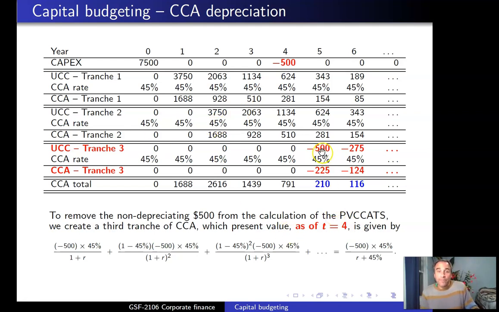So here we have to reduce the value of this pool of assets by $500. So we applied 45% to 343 in the first tranche. We applied 45% to 624 in the second tranche. So that gave us a depreciation of 154 here, 281 here. But then this entire asset class will be reduced by $500.